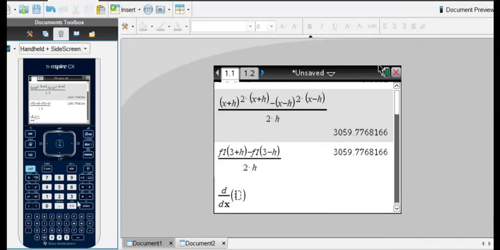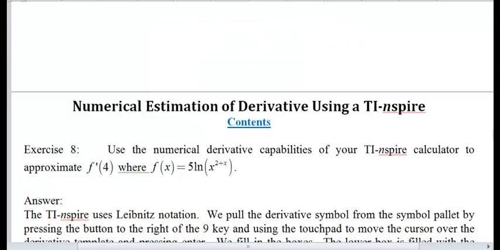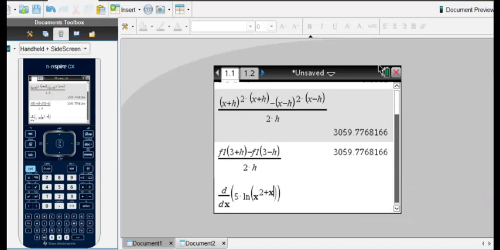Okay. 5 times, oh my, can I remember it? I think it was ln of x to the power 2 plus x. Was that it? Let me go back to 5 times ln of x to the power 2 plus x. Yeah, that looks like it.